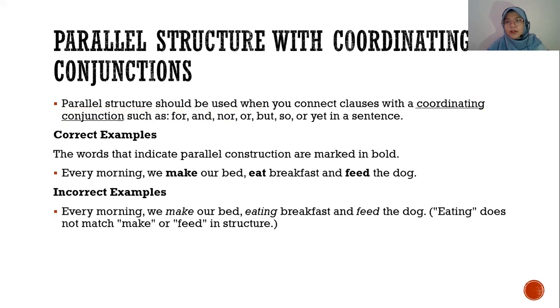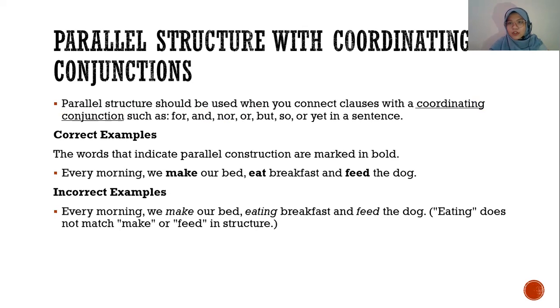Parallel structure is closely related to the use of conjunctions that we already learned last week. So, parallel structures will be used when you connect clauses with a coordinating conjunction such as for, and, nor, or, but, so, or yet in a sentence. So, this is the example. The words that indicate parallel construction are marked in bold. Every morning we make our bed, eat breakfast, and feed the dog.